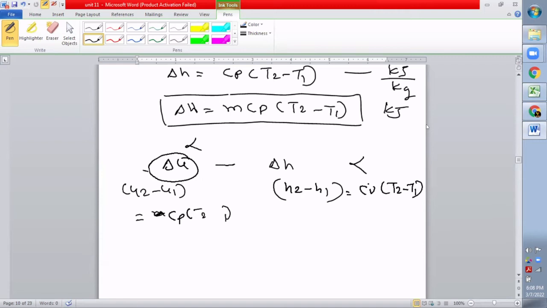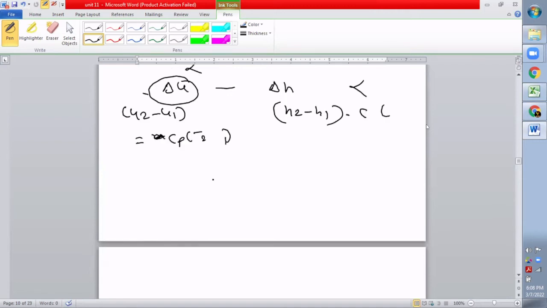Now, can anybody explain to me why we need to express del U in terms of Cv only? Why not in terms of Cp? All of you getting my question? Yes or no?